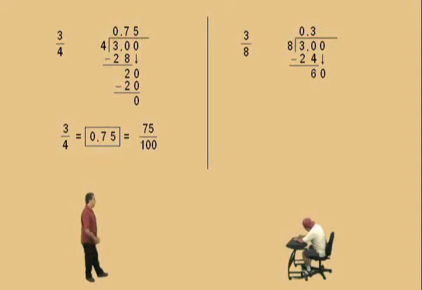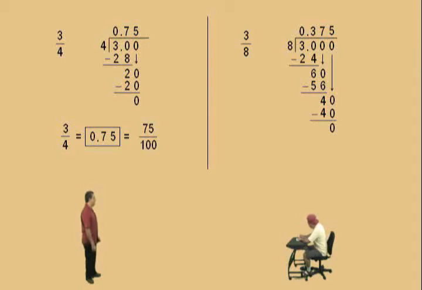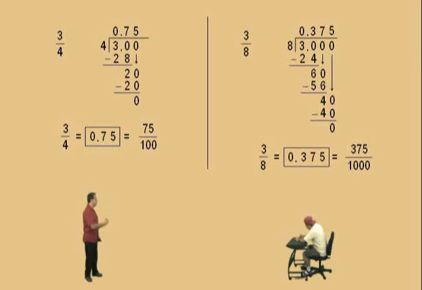We bring down a 0. 8 goes into 60 how many times, Charlie? 7, because 8 times 7 is 56. Very nice there, Charlie. Now, what's 60 subtract 56? 4. So we got to continue on again. We bring down another 0. And so, how many times does 8 go into 40, Charlie? 5 times. 5 times 8 is 40. We subtract, we get 0. So there you go, Charlie. 3/8 is actually 0.375, which is 375 thousandths, right? Again, if you reduce 375 over 1,000, you'll end up at 3/8. But the decimal representation is 0.375.